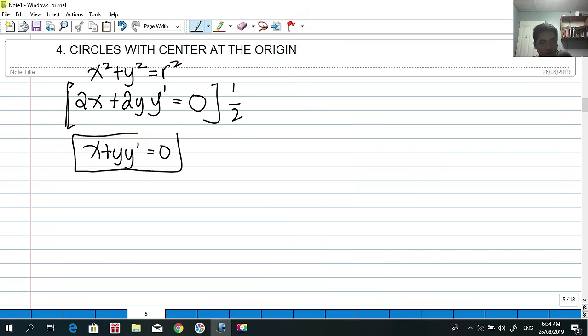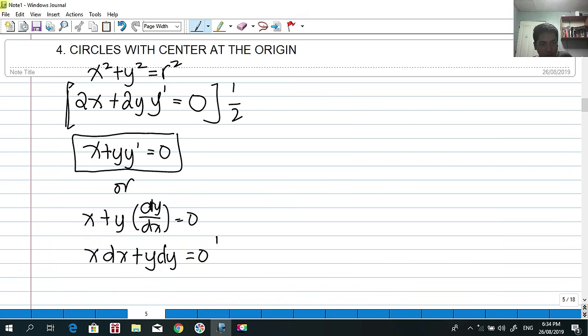This can be our differential equation, or we can have x plus y dy over dx equals 0. So we have x dx plus y dy equals 0. So this is now the differential equation. This form can also be the answer, and this form can also be the answer. If we have y prime, we might as well distribute the dy and dx in order for our differential equation to look as neat as possible.